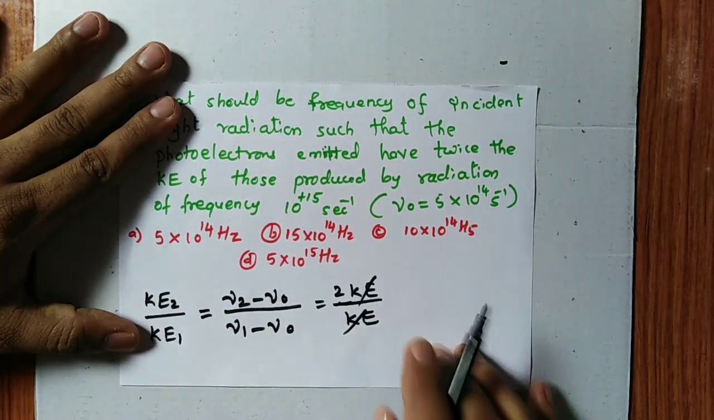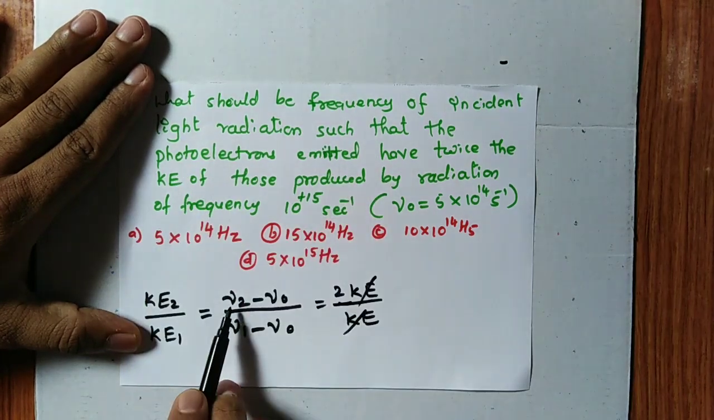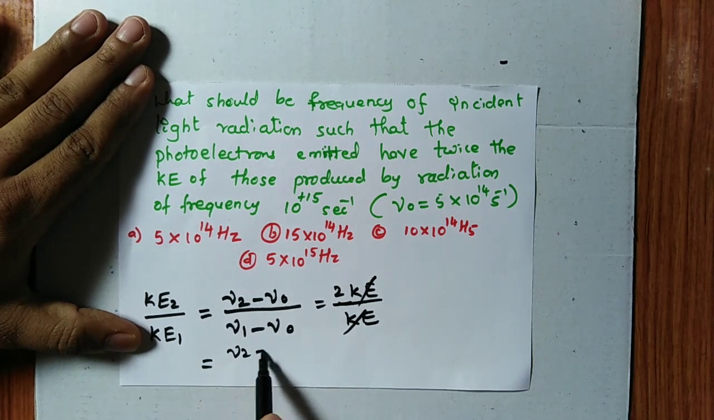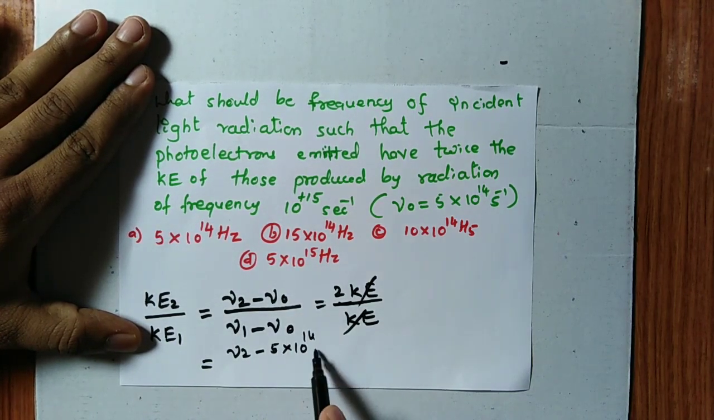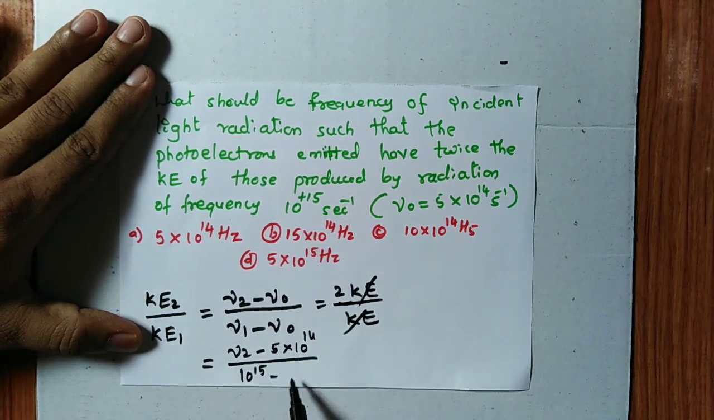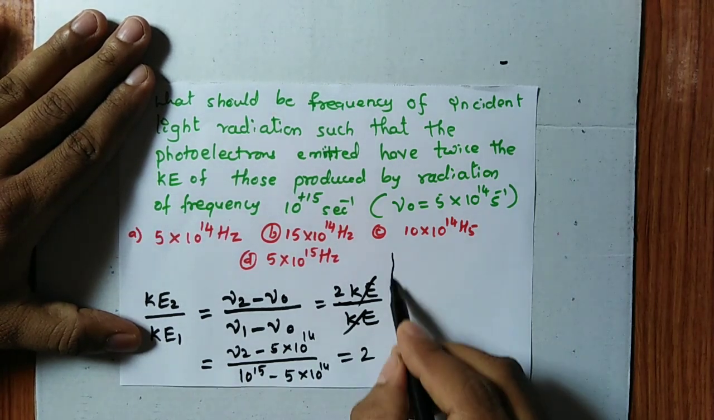Now what you have to calculate? Nu 2 you have to calculate. So that frequency they are asking. Substitute the values. Nu 2 minus nu naught is given as 5 into 10 to the power 14, divided by nu 1, which is 10 to the power 15, minus 5 into 10 to the power 14, is equal to 2.